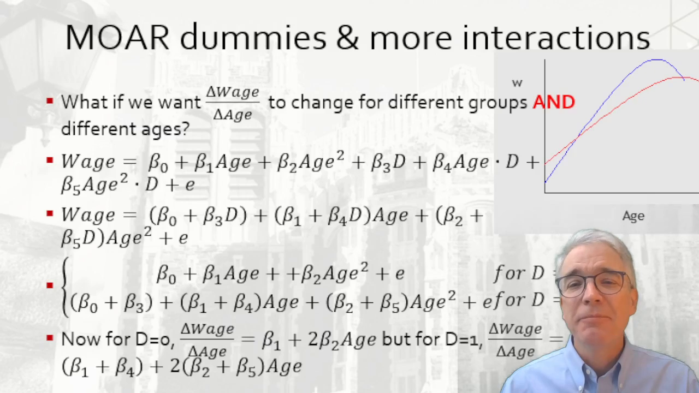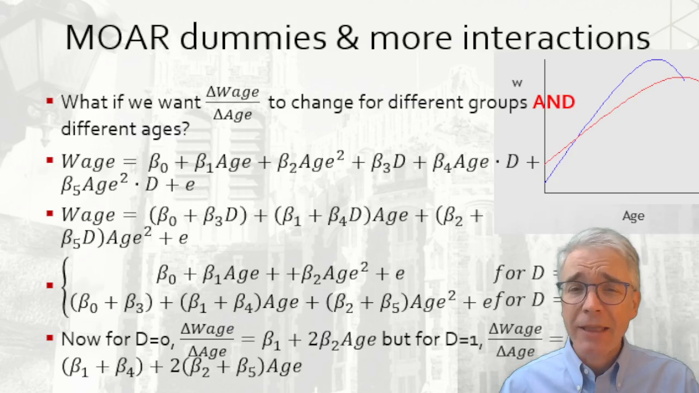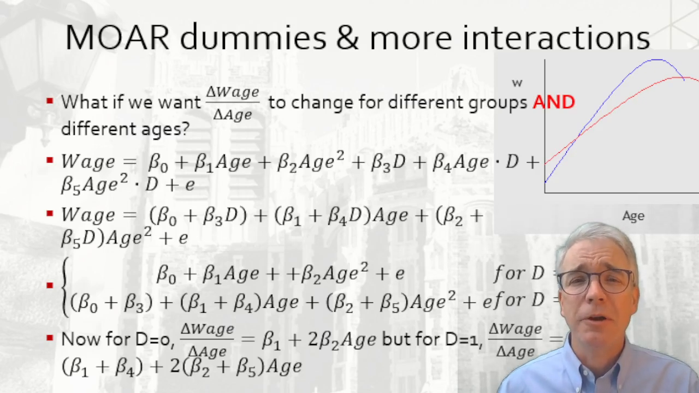There's that beta 2 that we skipped before. Now we model wage equal to beta naught plus beta 1 age plus beta 2 age squared plus beta 3 d plus beta 4 age times d. That's the interaction of linear age, plus beta 5 age squared times d. That's the interaction term with the age squared term.